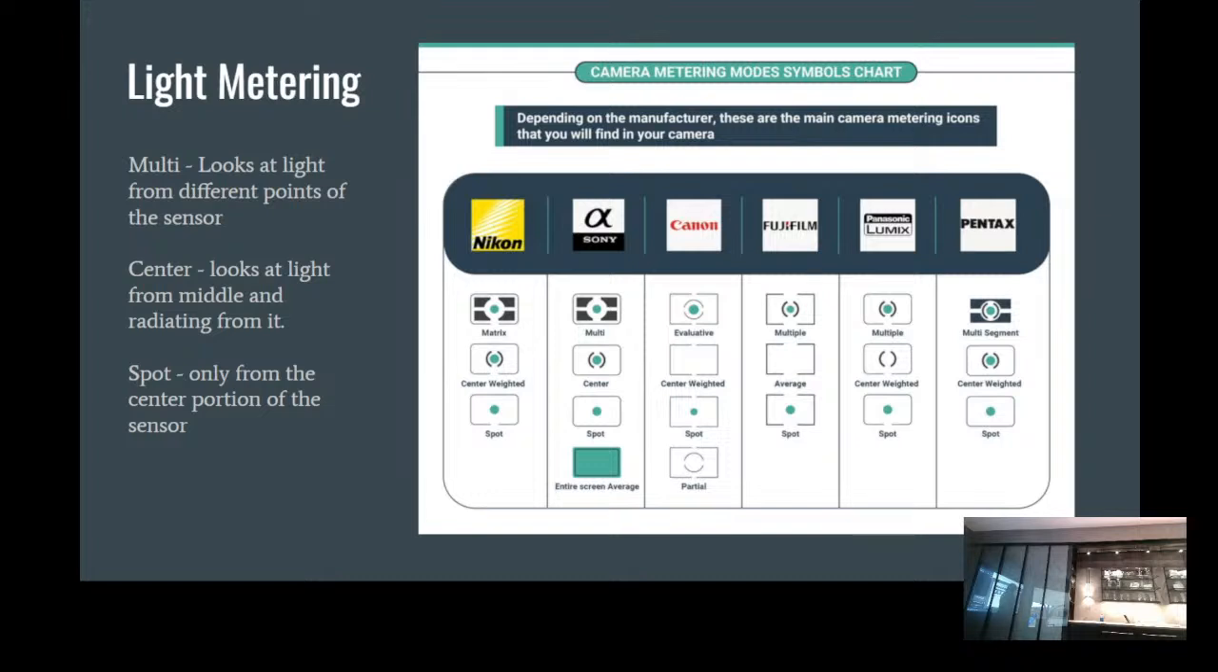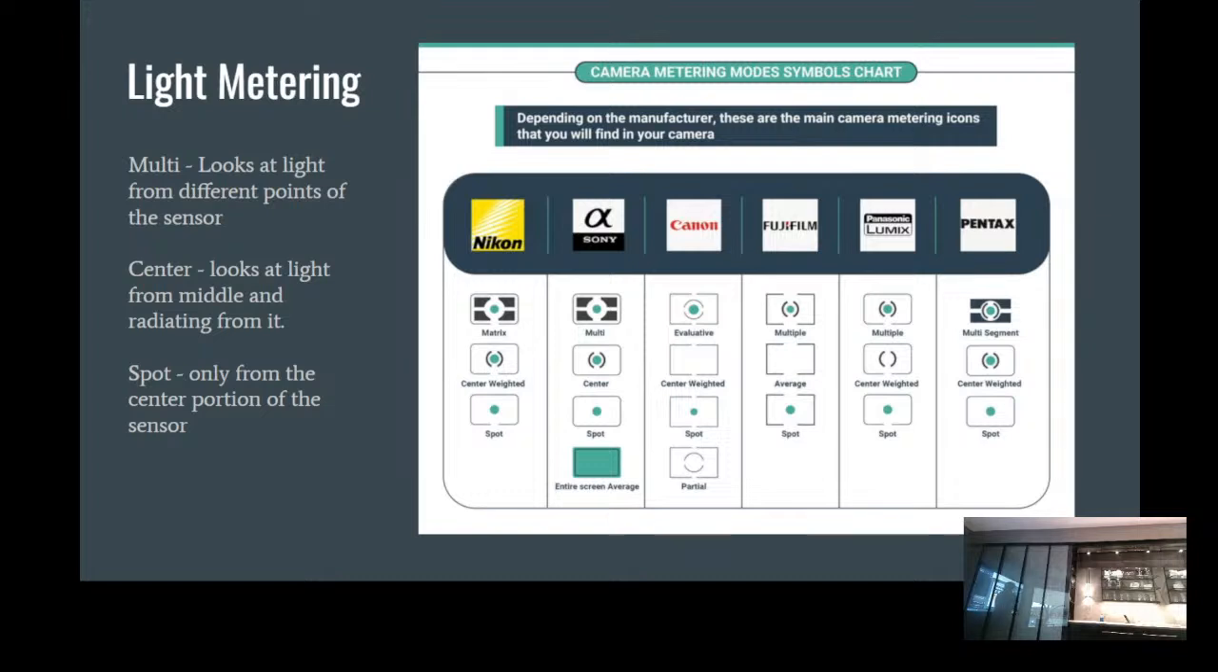Multi, which is pretty much the top row of this. Certain brands have different names: Nikon Matrix, Sony Multi, Canon Evaluative, Fujifilm Multiple, Lumix Multiple, Pentax multi-segment. Basically what this is doing is taking light from all corners of the image, the center of the image, every portion that's bleeding over one way or the other, and bringing that light into your camera as best as it can for you to take the image.